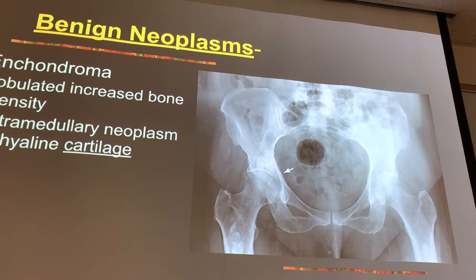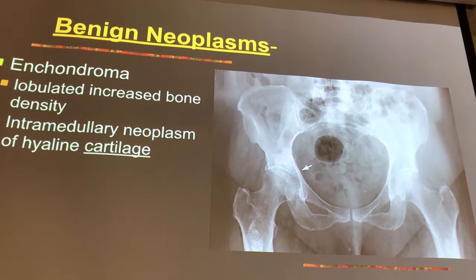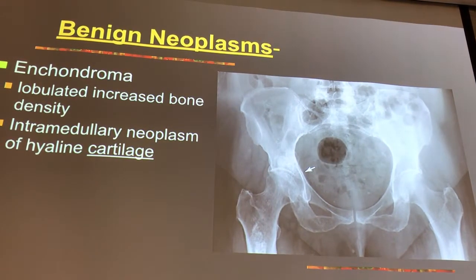Enchondroma, lobulated increase in bone density, intramedullary neoplasm of hyaline cartilage. This is mostly going to be covered in chapter 4. But based on the conversation we had, if you saw this on your RAC Enchondroma, are you just changing technical factors? Yes.